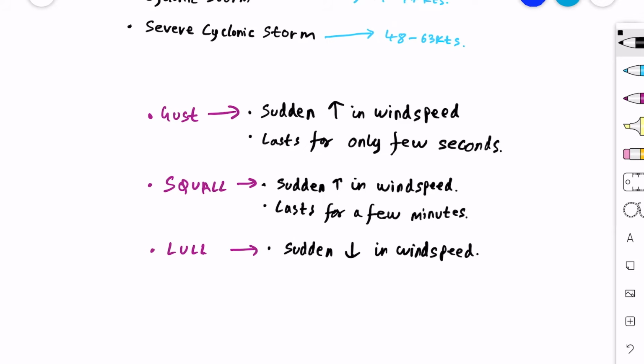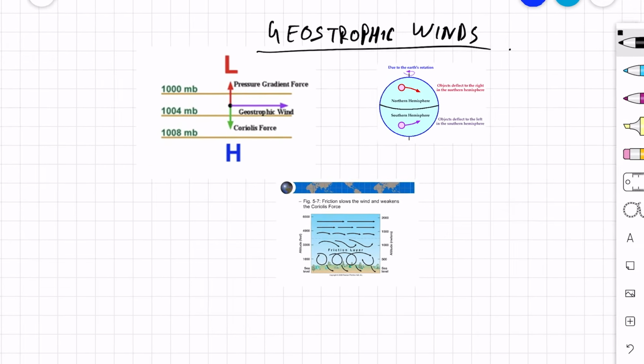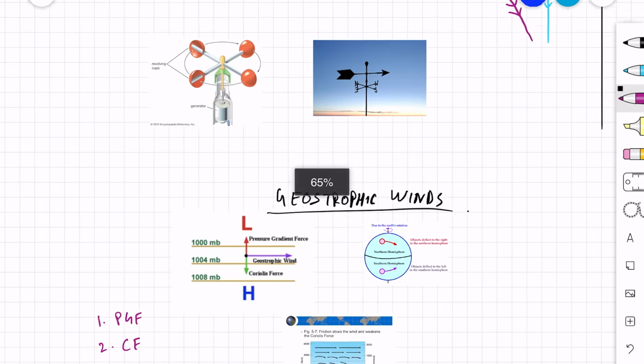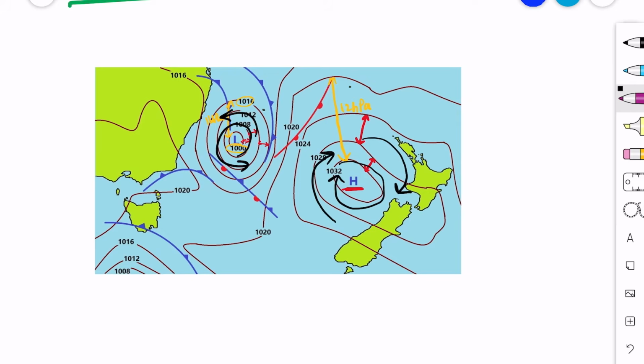Now let's talk about geostrophic winds. This is a wind which experiences two forces, and these two forces are the pressure gradient force and the Coriolis force. So I'll write over here, the first force is the pressure gradient force, PGF, and the second one is the Coriolis force. Pressure gradient force is the force which we read over here. So we talked about the pressure gradient force, and it was determined by the closeness of the isobars.